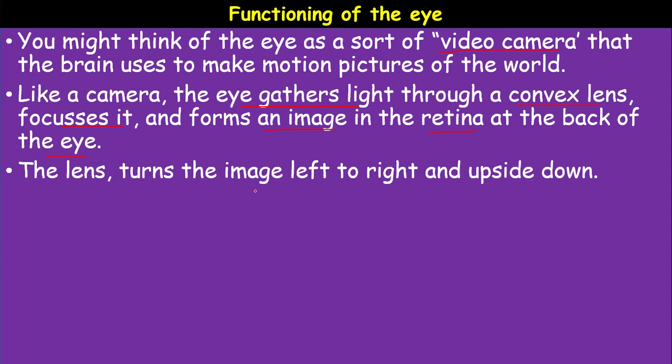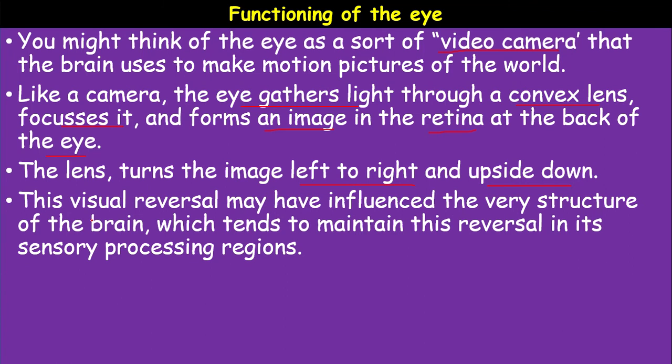The lens turns the image left to right and upside down. This visual reversal may have influenced the very structure of the brain, which tends to maintain this reversal in its sensory processing regions. That is why our vision is called binocular vision, meaning two eyes see the same object at a time, and one reverse image and one normal image will be formed. They are merged together and interpreted, and the final image is formed. Okay, first upside down, then an upright image is formed.